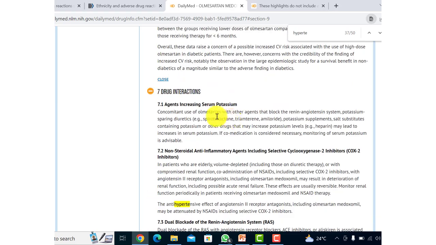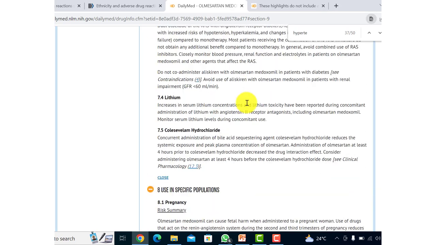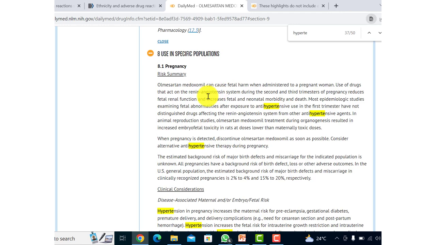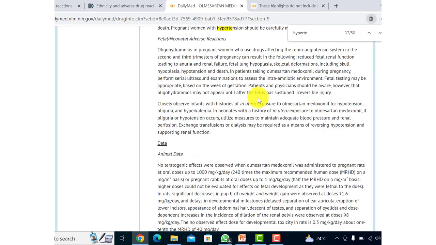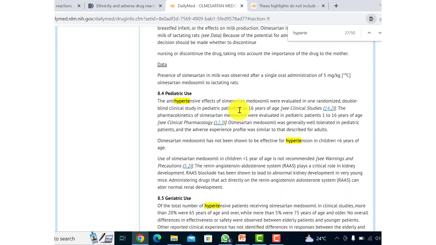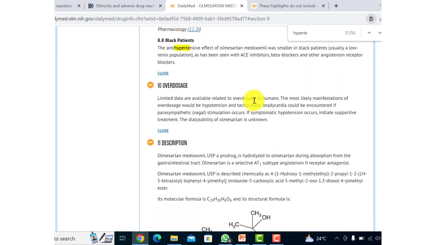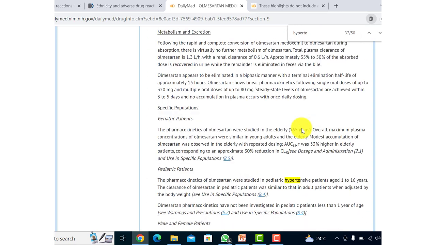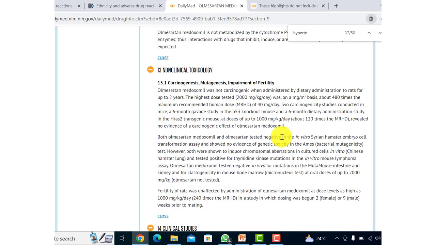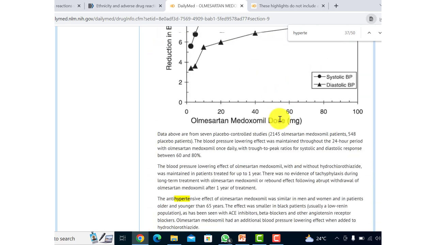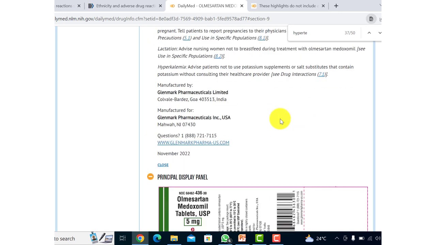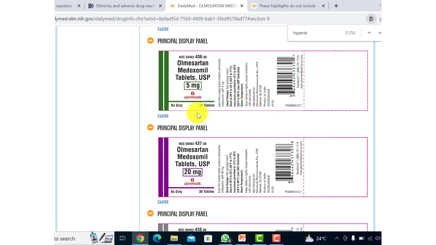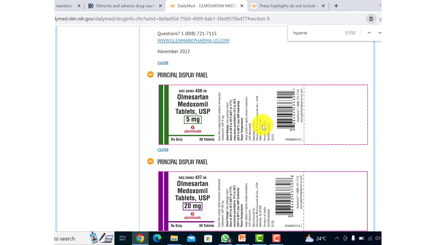Drug interactions are there. A lot of things are there in use in specific populations, like pregnancy, what should be done, then lactation, then pediatric use, and additional information. All these things are available in this. I hope you must have understood something from this, and this is very important even for new associates or those who are working in the pharmacovigilance world.